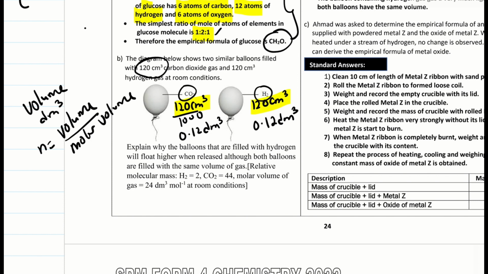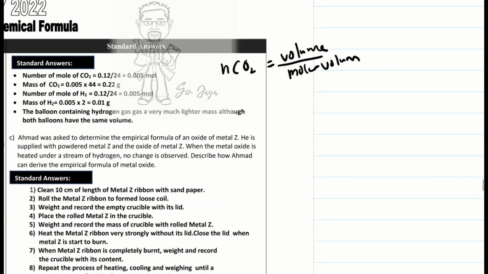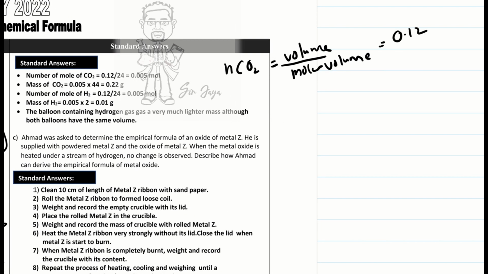So we check the question. Explain why the balloon filled with hydrogen gas floats higher when released, although the balloons are filled with the same volume of gas. So we try to find the mass of carbon dioxide and also the mass of hydrogen gas. So how to find? We first find the number of moles of carbon dioxide. We take the volume divided by the molar volume. The volume of carbon dioxide is 0.12 divided by 24, the molar volume. So the answer is 0.005 mole.